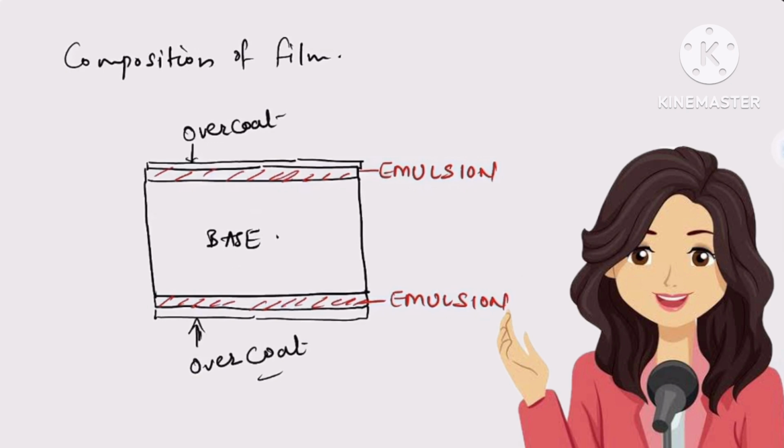Now, the thickness of the base. These are the layers of the film. The base has a thickness of 0.18 mm. Then we have emulsion over it. Then we have an overcoat over it. Overcoat is just a protective layer.